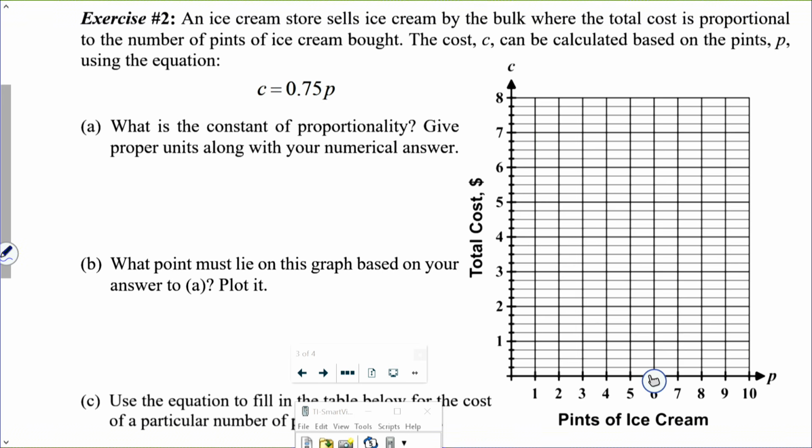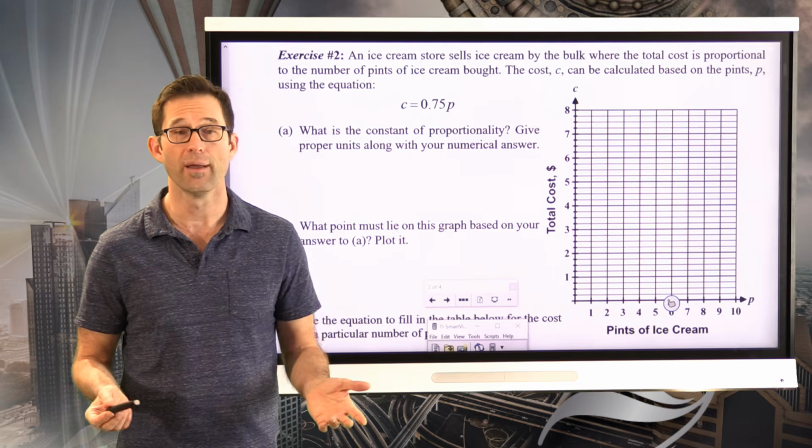The cost C can be calculated based on the pints P using the equation C equals 0.75 times P. Letter A asks, what is the constant of proportionality? Give proper units along with your numerical answer. All right, this is simple.